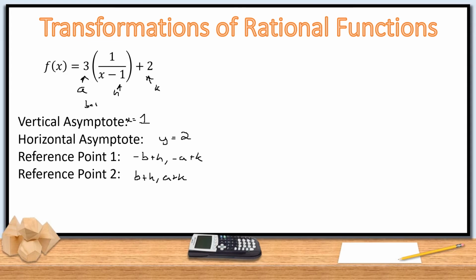So minus b, so minus 1 plus 1 is 0. And then minus 3 plus 2 is negative 1. The other one, 1 plus 1 is 2. And then 3 plus 2 is 5. So those would be my points.